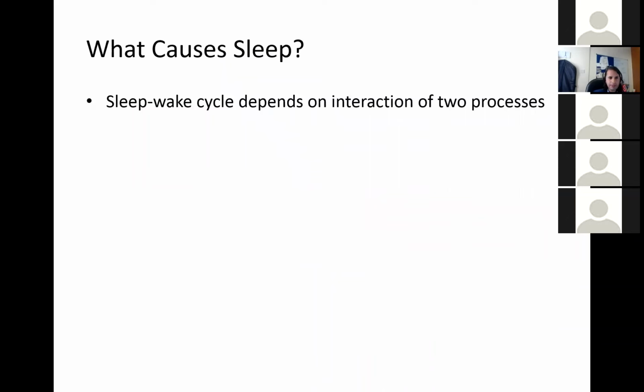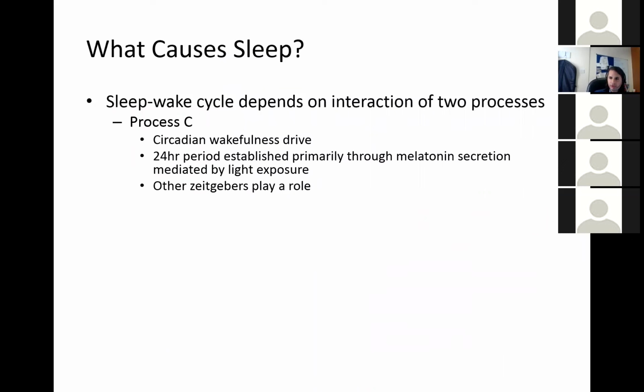So what causes sleep? The sleep-wake cycle depends on the interaction of two processes. Process C, which is a circadian wakefulness drive, and over a 24-hour period, this is established primarily through melatonin secretion, which is mediated by exposure to light, but also by other Zeitgebers, which are external or environmental cues that entrain or synchronize an organism's biological rhythms to the Earth's dark light cycle and the 12-month cycle.